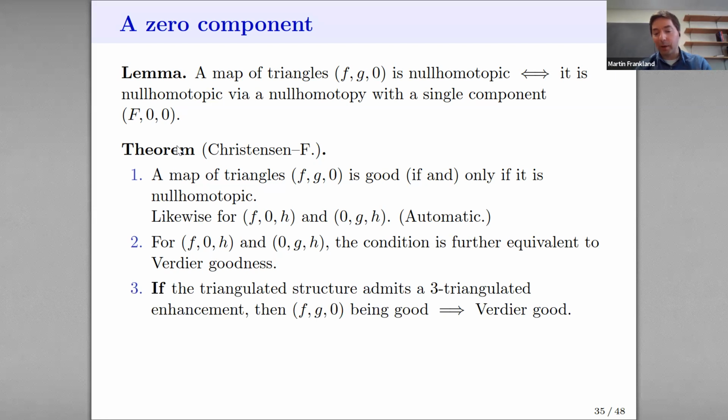And under some very mild assumption, if you have a little bit more structure, then good implies Verdier good for those maps. A triangulated enhancement, that's in the sense of Maltsiniotis, of higher triangulated structures, but that's satisfied by the homotopy category of any stable infinity category in particular, so that it's a very mild condition. So that's some evidence that at least in some cases good seems to be stronger, but we don't know that for a fact if that's always the case.